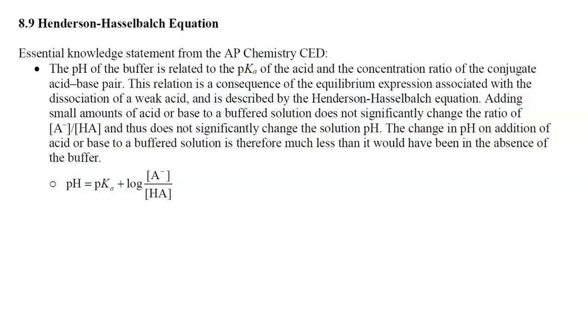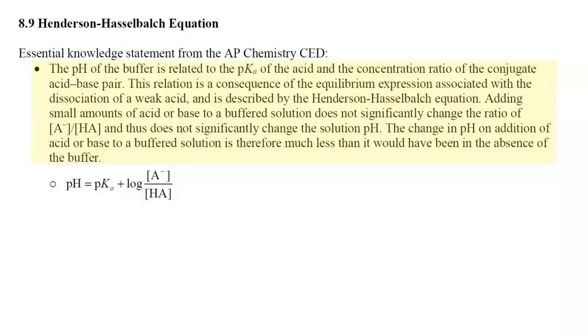Here is an essential knowledge statement from the AP Chemistry course and exam description. The pH of the buffer is related to the pKa of the acid and the concentration ratio of the conjugate acid-base pair. This relation is a consequence of the equilibrium expression associated with the dissociation of a weak acid and is described by the Henderson-Hasselbalch equation.